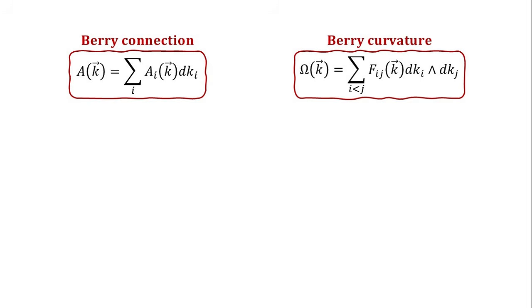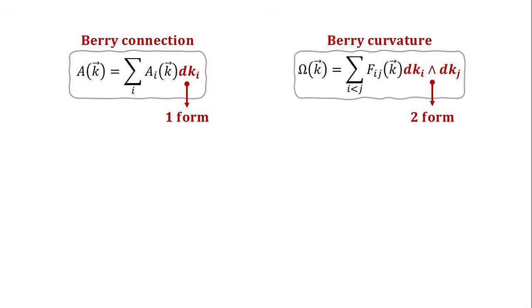This approach not only clarifies the mathematical structure of these quantities, but also provides a natural way to generalize them to multiband systems. In the language of differential forms, the Berry connection is elegantly expressed as a one form, while the Berry curvature is a two form.